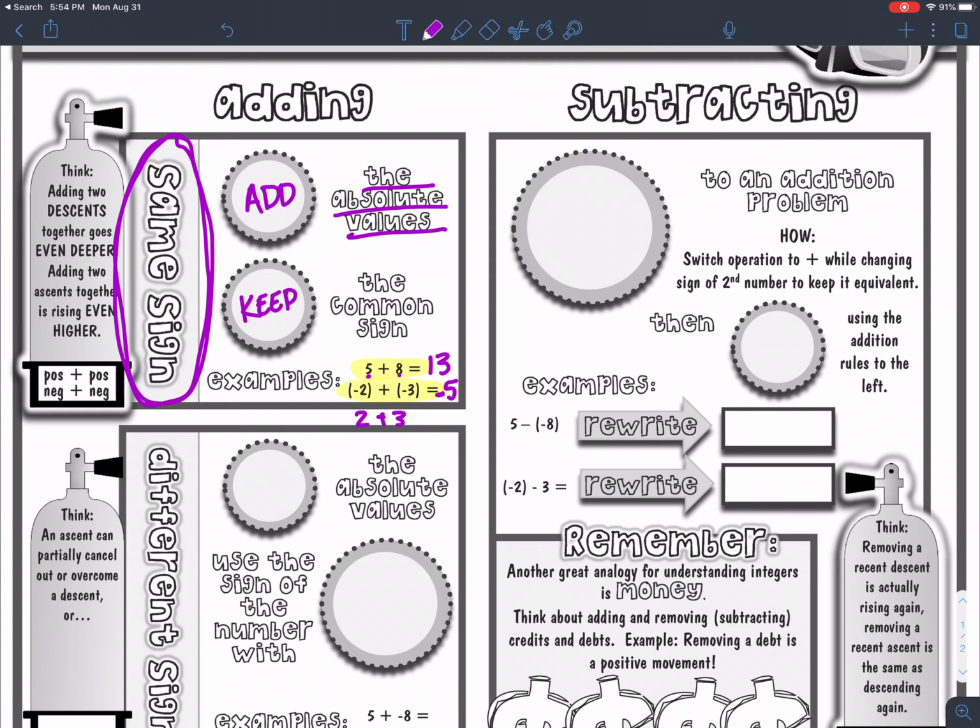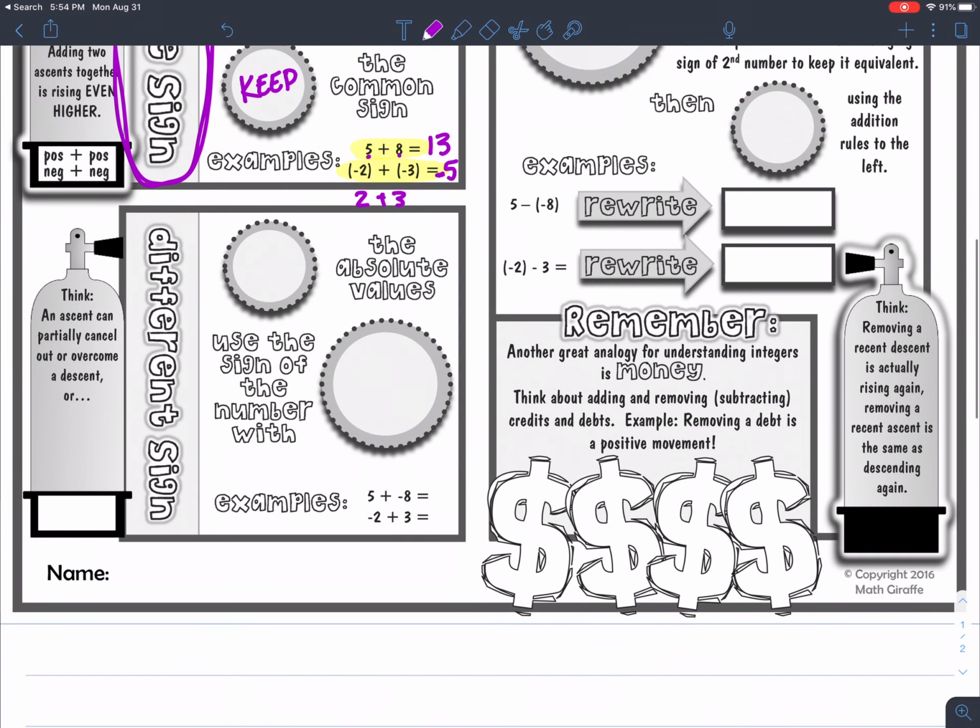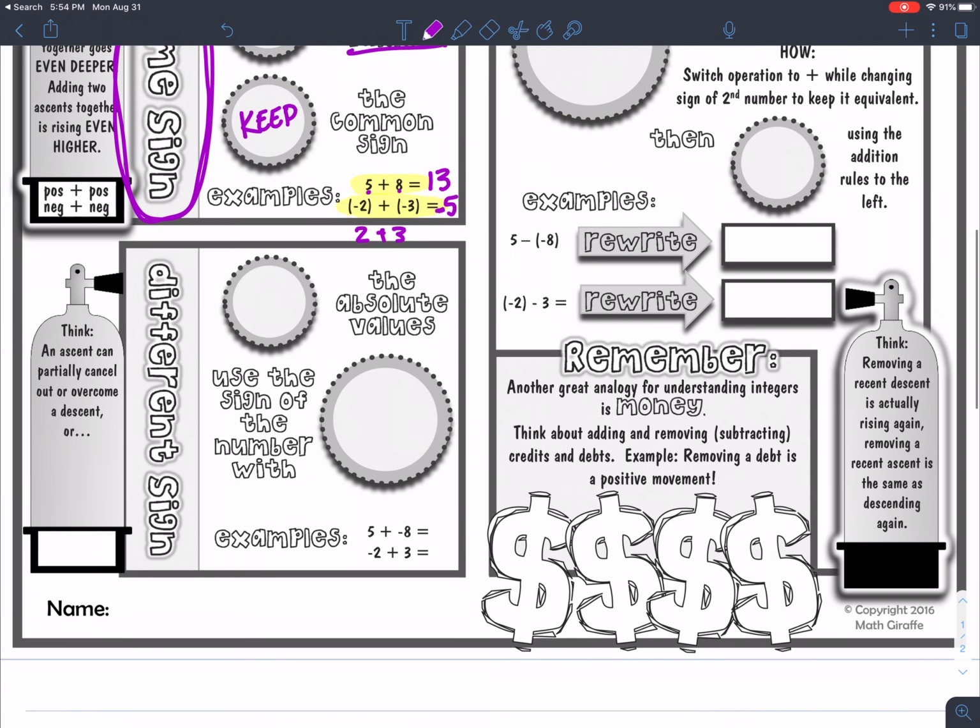Okay, so that brings us to when we have a different situation. Okay, so if we have different signs, let's look at our examples here. A positive 5 and a negative 8. One is positive, one is negative. Same thing with the second example. Negative 2, positive 3. One is negative, one is positive. So what we're going to do is, instead of add, we're going to subtract. We're going to subtract the absolute values.